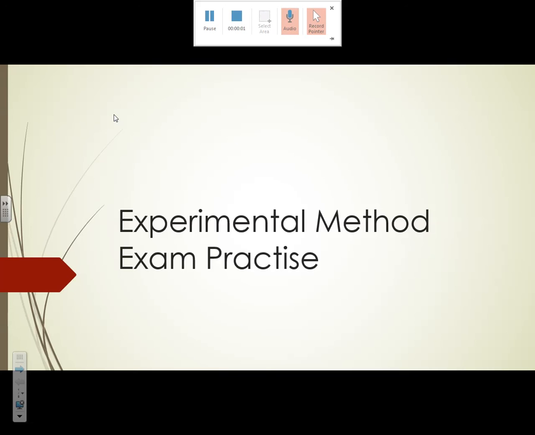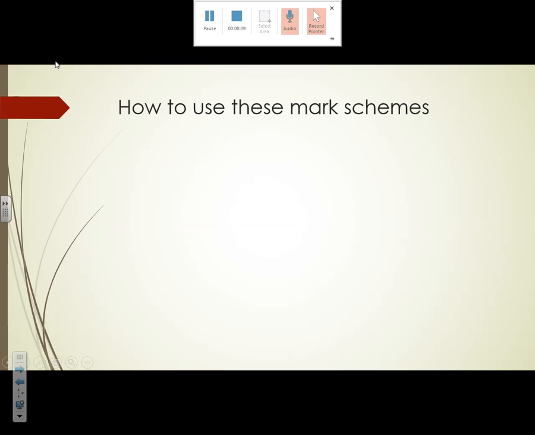Right, okay, welcome to your mark scheme for the experimental methods exam practice. We won't hang around because it's quite a few short questions that, fingers crossed, you are all fairly confident with. One thing that you will find though is there is some AO2 focus which I'd really like you to take on board so that we can discuss it more in the session.